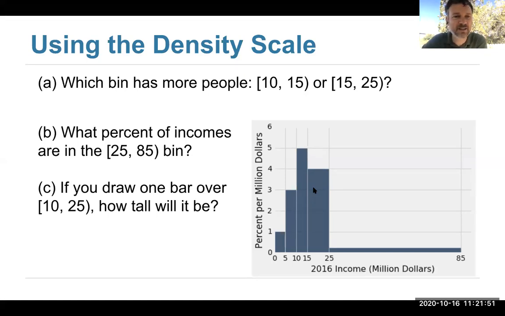All right, let's do question B. What percentage of incomes are in the 25 to 85 bin, that rightmost bin? See if you can figure out. I don't need the exact number. Just kind of estimate as well as you can.